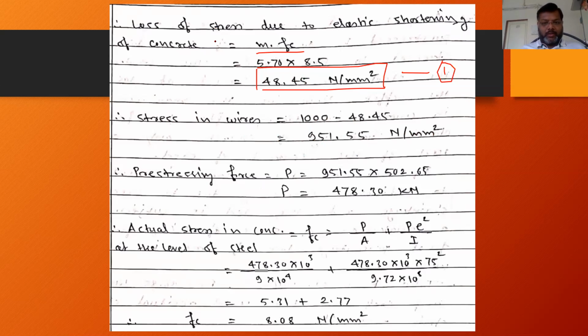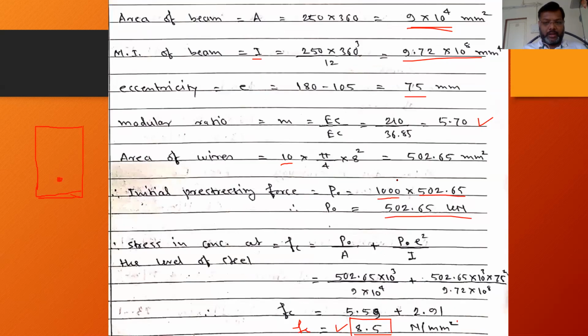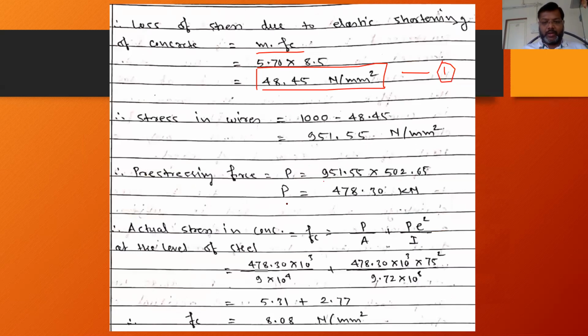Now we have to calculate the available prestressing force. So the available prestressing force P is equals to the available stress in wire into area of wires. Available stress in wire is 951.55, and area of wires we have already calculated here, 502.65. So area of wires multiplied by available stress in wire, you will get the total prestressing force available after elastic shortening of concrete.